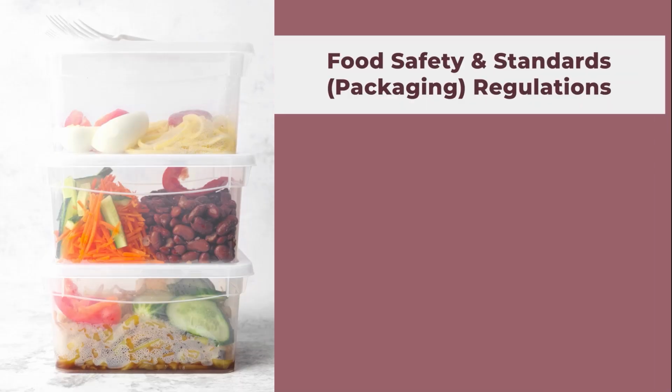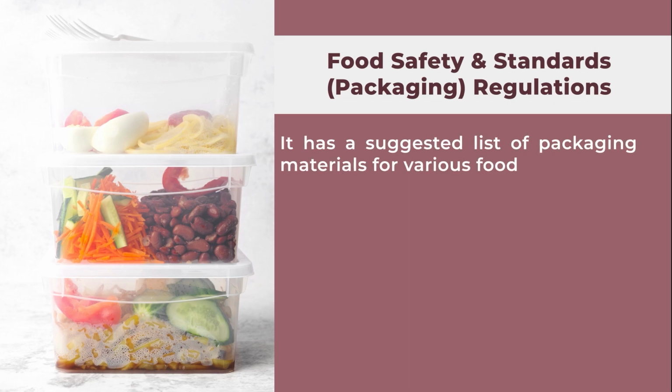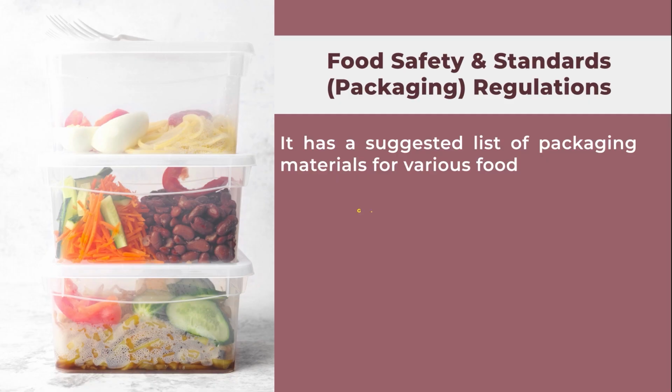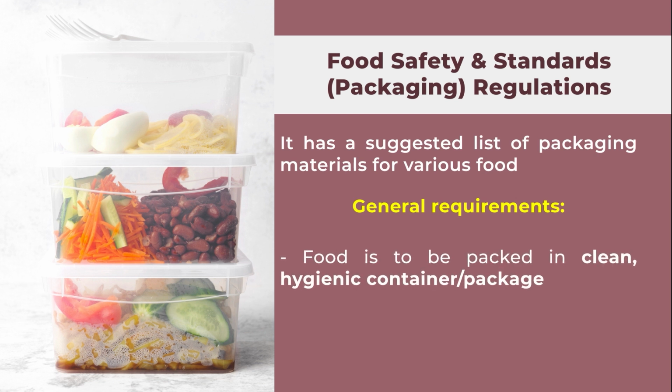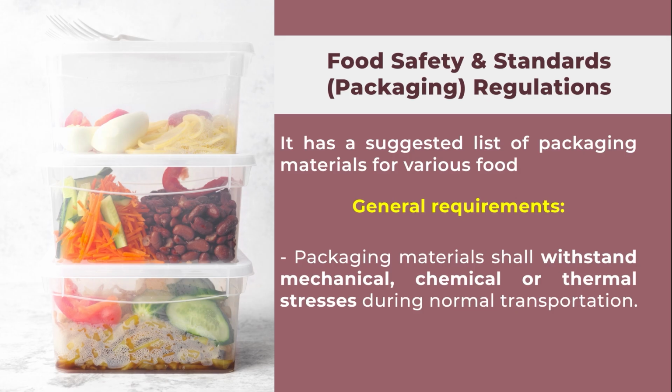Now, we will see the packaging regulation, the Food Safety and Standards Packaging Regulation. This regulation has given a suggested list of the packaging materials which can be used for the various food groups. There are general requirements, then there are specific requirements. The general requirement says that food is to be packed in a clean and hygienic container, and the packaging material should be able to withstand the mechanical, the chemical or the thermal stresses during normal transportation.